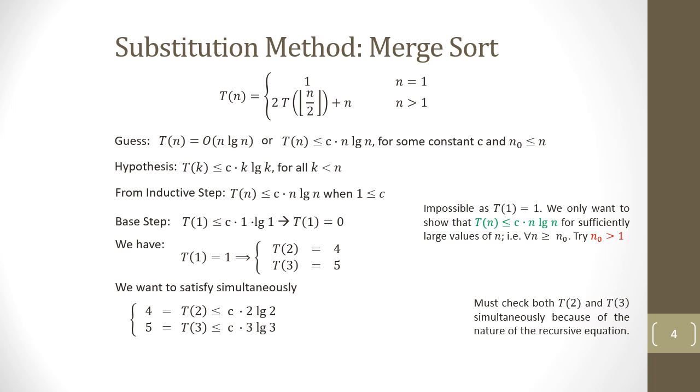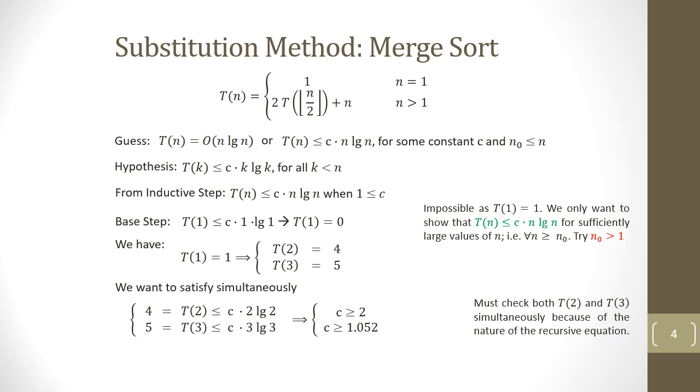Since in the recurrence equation we have a floor of n/2, if we plug in 2 and 3 here, this floor will lead us to T(1). Hence, for this type of recurrence equation, we must choose both 2 and 3 for our base case. So we want to satisfy both of these conditions simultaneously. To compute the value of c, let's solve these equations together.